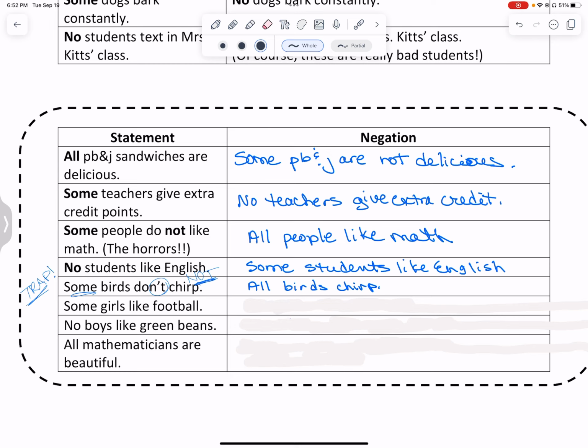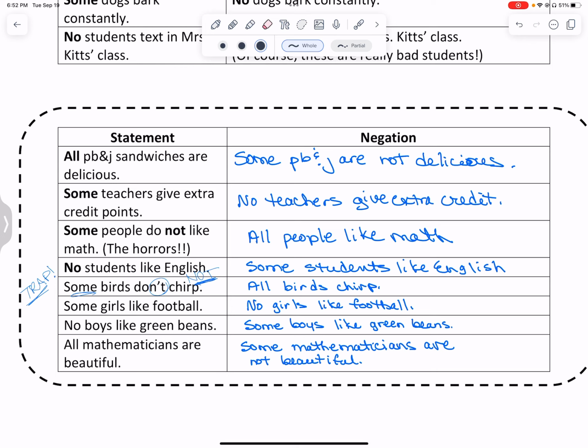Some girls like football. So the opposite of some is no. No girls like football. No boys like green beans. Well, some boys like green beans. All mathematicians are beautiful. Well, some mathematicians are not beautiful. Okay, so there's some practicing for negating.